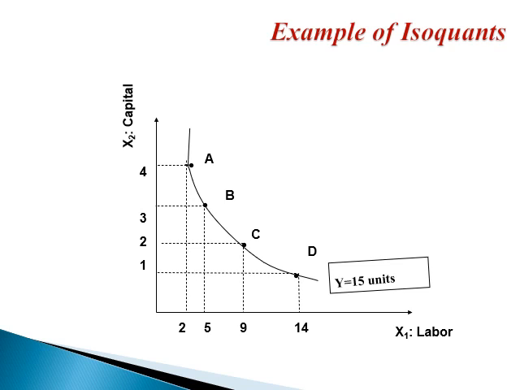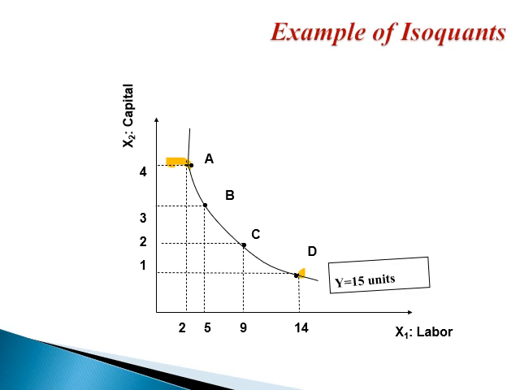Number one, it never intersects with the vertical axis or the horizontal axis. Convex to the origin, a smooth and continuous curve with a negative slope. And the more we move from up here to down here, the slope of the function keeps on declining. It is negative all the way, but it keeps on declining.